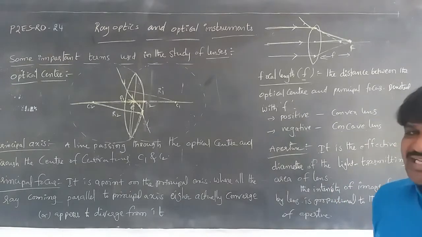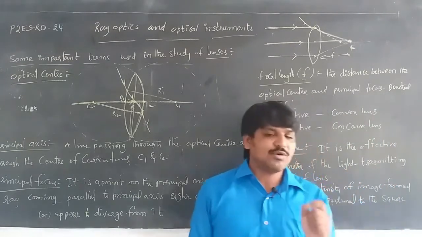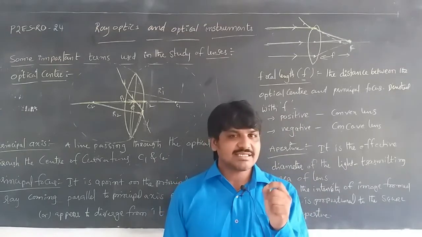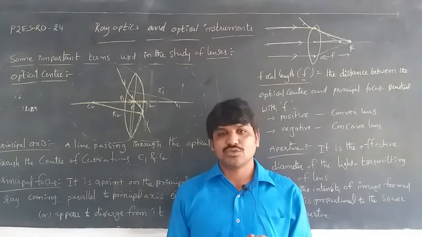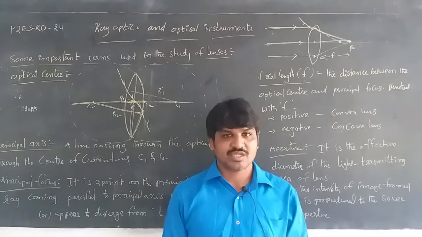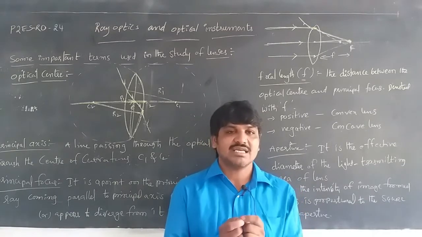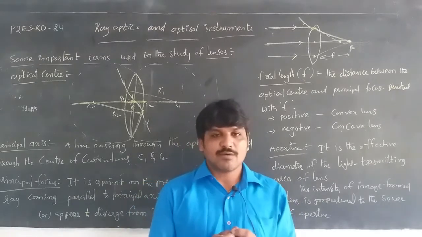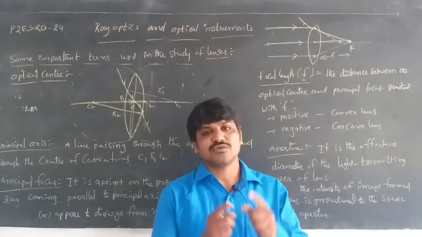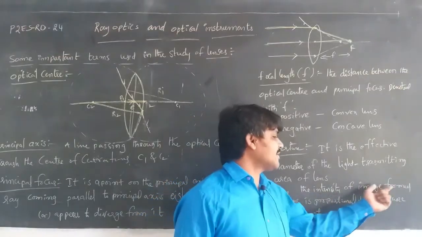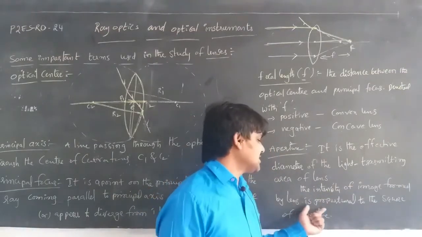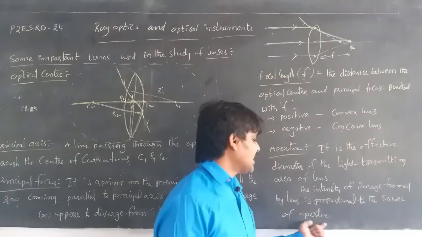Then the intensity of the image formed by the lens is proportional to the square of the aperture. Square of the aperture means if the image is formed with more intensity, then the aperture will also be more. So the intensity of the image formed by a lens is proportional to the square of the aperture.